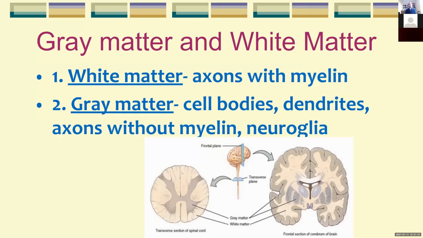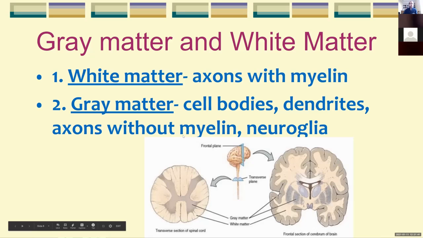Well, then what exactly is in the gray matter? The other stuff. The gray matter contains the cell bodies of the neurons. It contains those finger-like projections, the dendrites of the neurons. It contains axons without myelin. Remember, myelin is fatty, so it's going to have a white appearance to it. It's going to look whiter than the areas that don't have myelin.